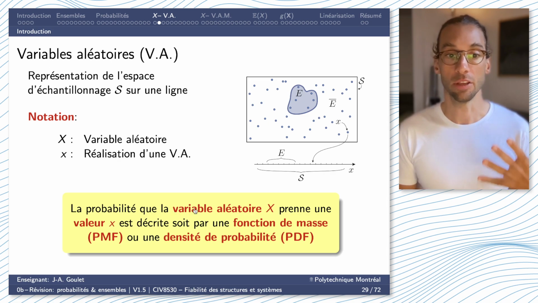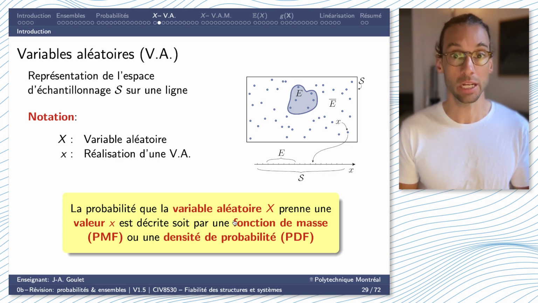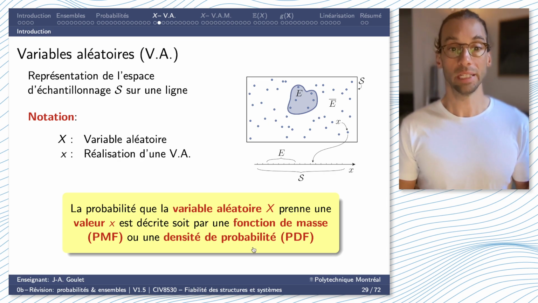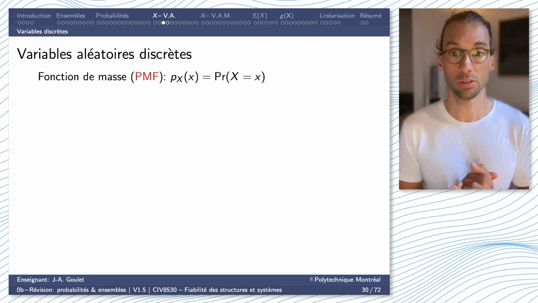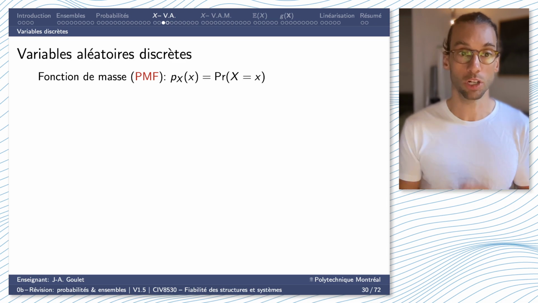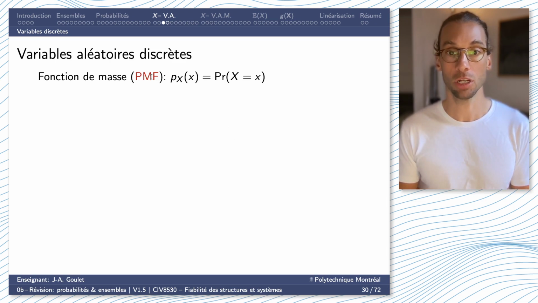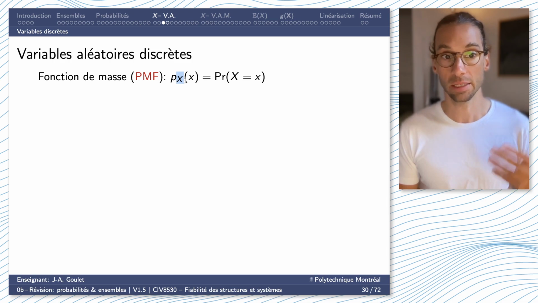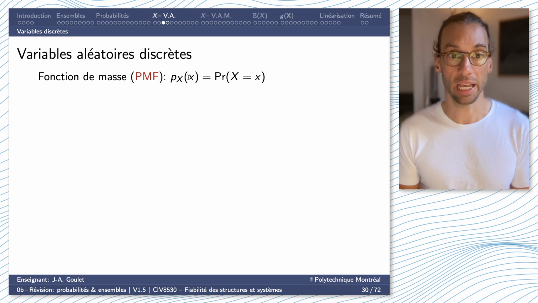So the probability that the random variable takes a specific value, lowercase x, is going to be described by either a probability mass function in the case of a discrete random variable, or a probability density function in the case of a continuous random variable. Let's start with discrete. We have a PMF, probability mass function, that describes the probability of any value my random variable can take. So we're going to say lowercase p with the subscript of my random variable capital X, evaluated at the value lowercase x, is defining the probability that my random variable X equals a specific value.